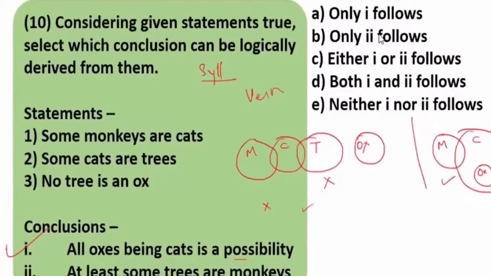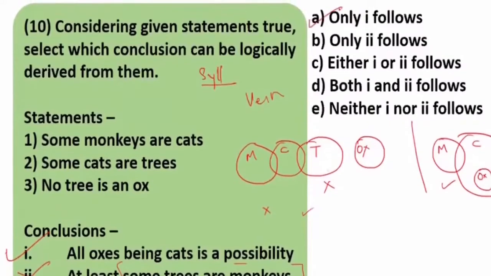Next, at least some trees are monkeys. Don't pay attention to the words at least. It simply means some trees are monkeys. That means it is a normal conclusion. That means some trees are monkeys has to be true in all the possible Venn diagrams. Is it true over here? Some trees are monkeys? No. So that means this is not a valid conclusion. Wrong. So only one follows.